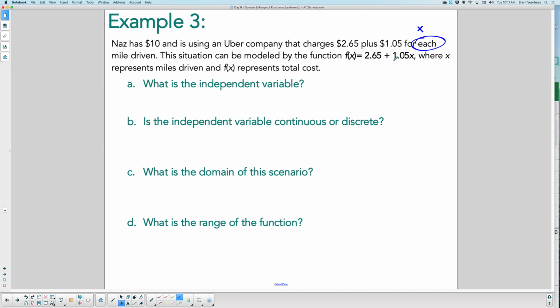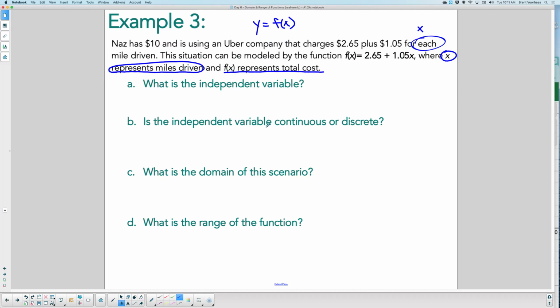This situation can be modeled by this, where X represents miles driven and f of X represents total cost. They're telling me X, remember we circled that up, X represents miles driven, that's the X. F of X, like I said earlier, f of X is always Y. Y is equal to f of X. The f of X is the Y. The total cost, it depends upon the number of miles you drove.